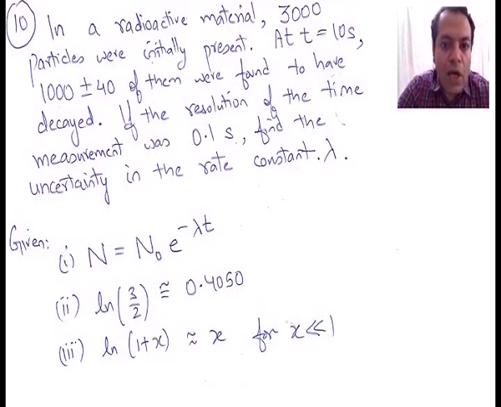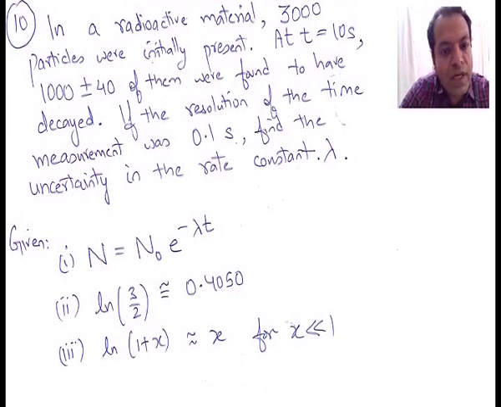Now, because you are measuring that after 10 seconds so many have decayed, how accurately do you know the time? If the uncertainty in the time is 0.1 second, then find the uncertainty in the rate constant.